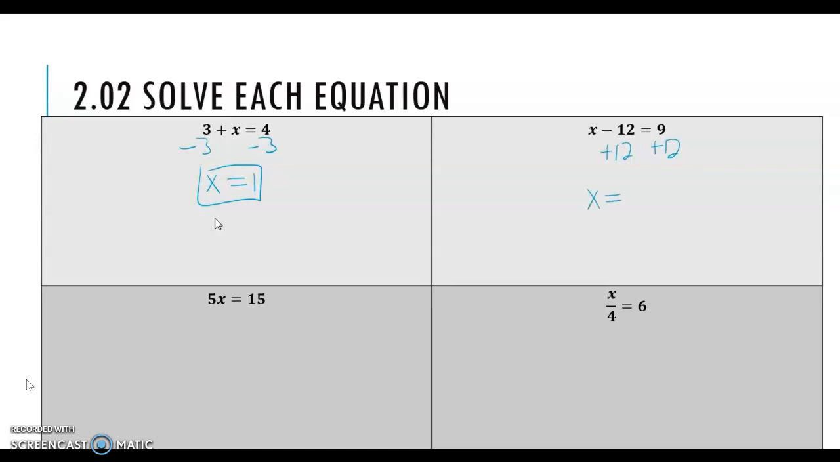So I get x equals, because a negative 12 plus 12 just gives me 0. So 9 plus 12 gives me 21.